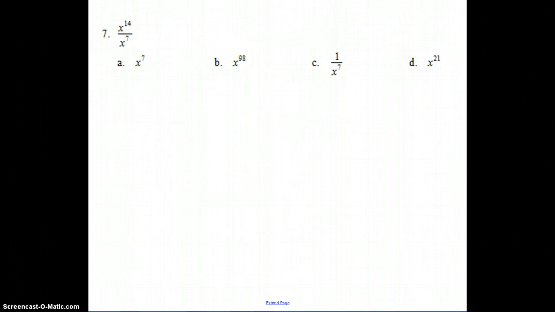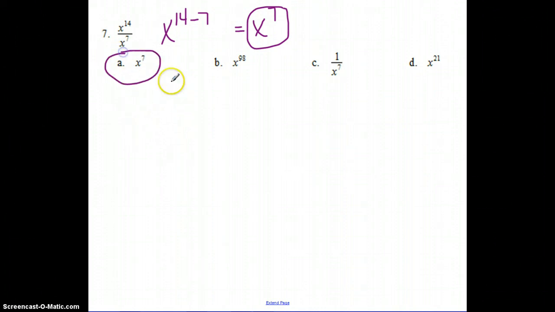On this one, this is focused on the division property of equality. That means that if things are divided and the bases match, which in this case they do, because they're both x's, that I can subtract my exponents. So 14 minus 7 is going to be 7. So that part right there is my final answer, which means down here on number 7, A is my answer. Okay, next one.